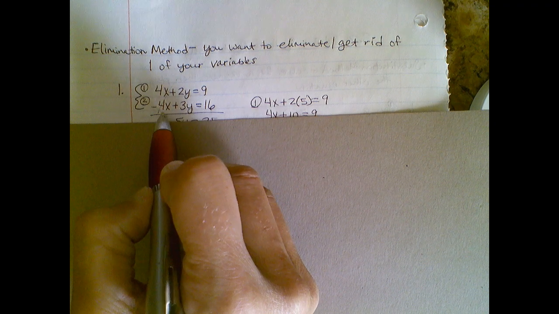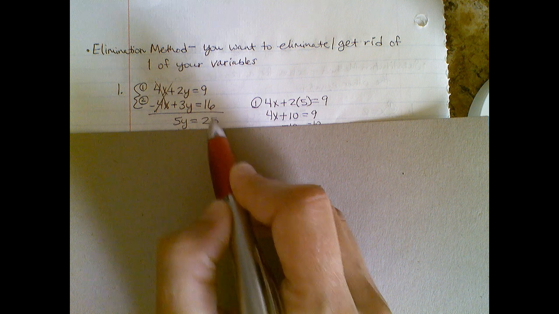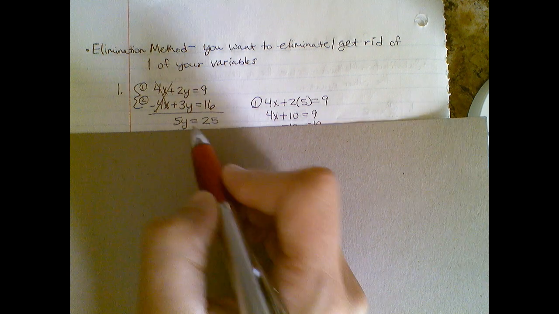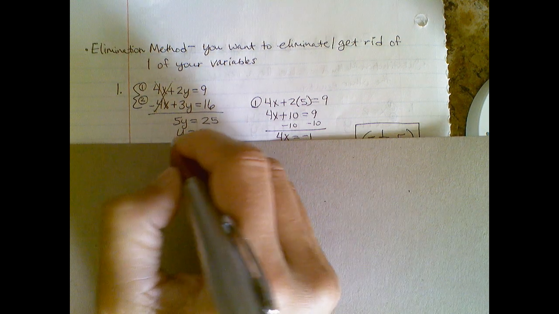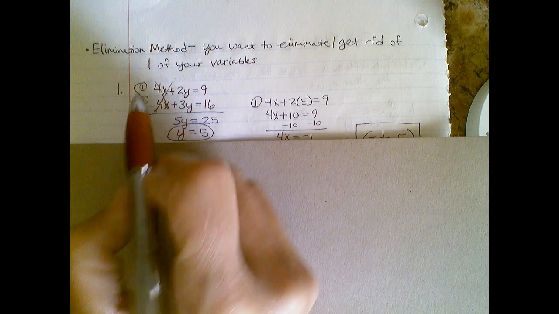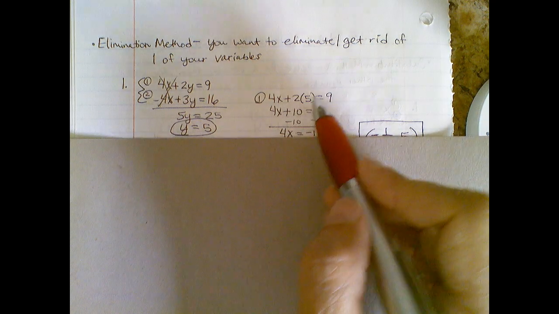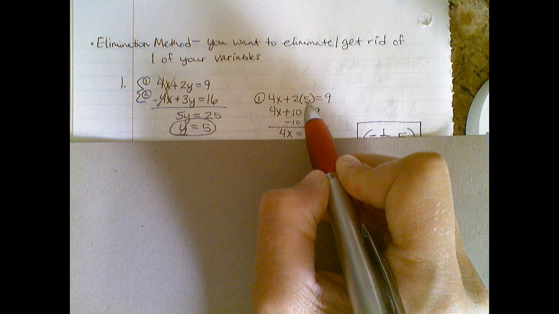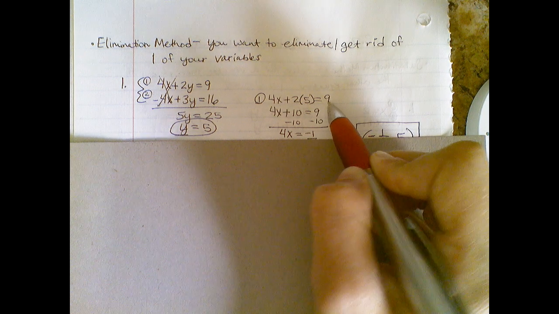So you make a huge addition problem. So 4x minus 4x, those just cancel out. And then 2y plus 3y is 5y, 9 plus 16 is 25, and then I just go and solve for this equation. They're multiplying, so I went ahead and divided by 5, so 25 divided by 5 is 5. So now that I get y equals 5, I can plug that back into 1 or 2. It does not matter, whichever one looks easier. So I used equation 1, so 4 times x plus 2 times my y, which is 5, I substitute that in, equals 9, and then I just continue to solve for my x.